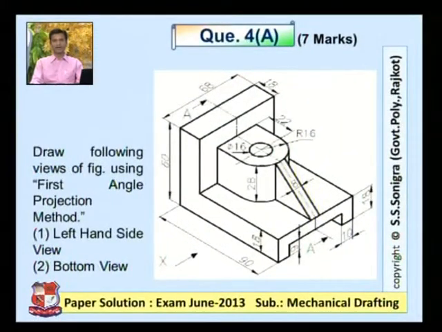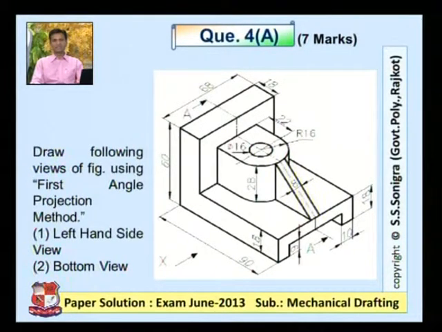Now question number 4a, asked for 7 marks. A figure and data are given. Draw the following views of the figure using first angle projection method: first, left hand side view and second, bottom view. See, here question number 4a is asked like this. We have to draw 2 views, left hand side view and bottom view.